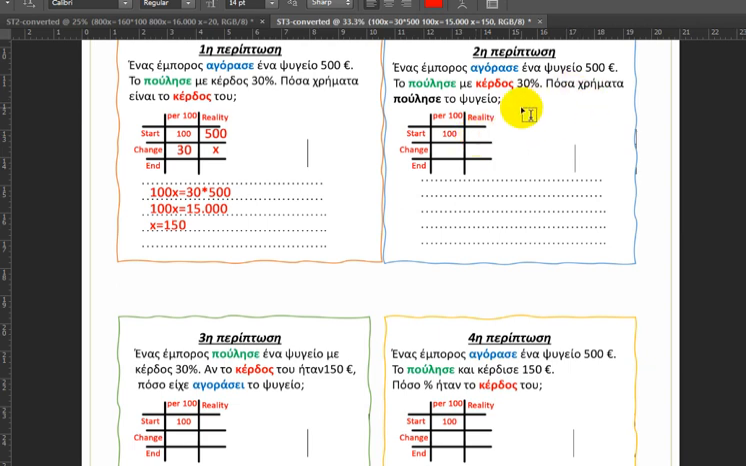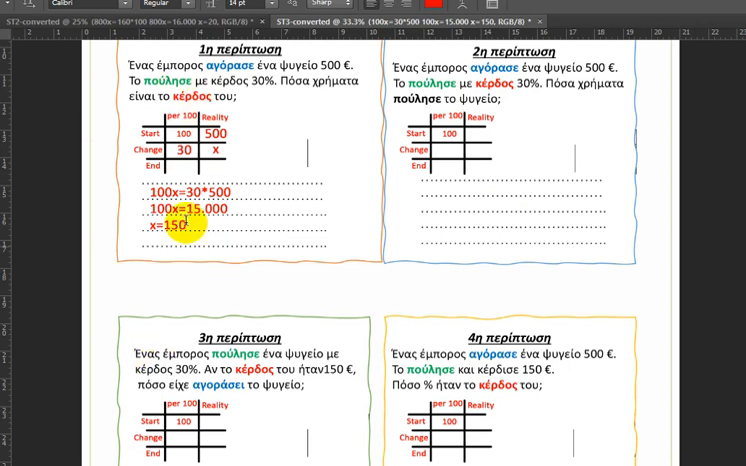Next up, we have that the fridge was bought for 500 euros. We know that it was sold at a 30% increase, and we're being asked how much money the fridge was sold for. Now we know how much more he asked for the fridge when he sold it. So we could just do 500 and 150 makes 650.